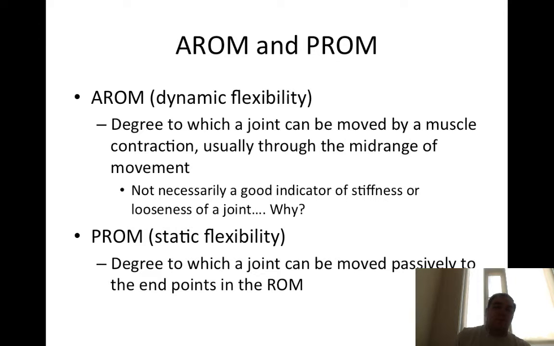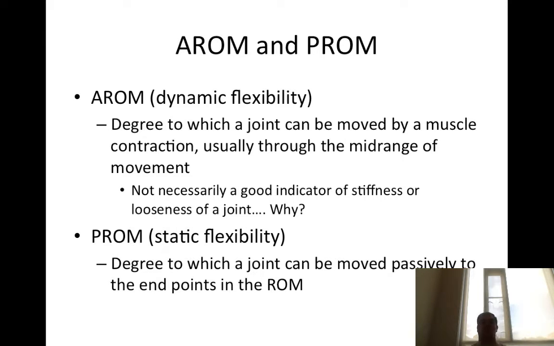Active and passive range of motion. So active range of motion, you will always see abbreviated AROM. Active range of motion, or dynamic flexibility. This is the degree to which a joint can be moved by a muscle contraction, usually through the mid-range of movement. So they're moving it, right? The patient is moving their limb, whatever limb it is, their joint, I should say. It's not necessarily a good indicator of stiffness or looseness of a joint. Why? You can't really feel anything if they're moving it, but why else?